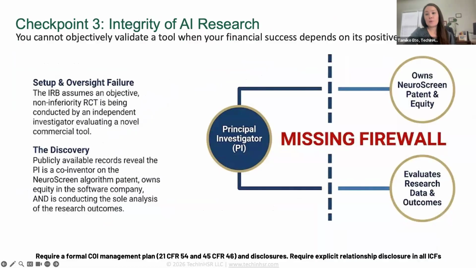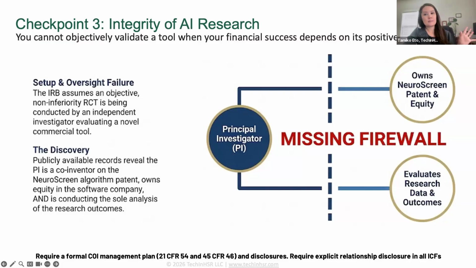And then checkpoint 3 still, this is one of the most consequential issues in the NeuroScreen submission, and it's the kind of thing that you would find when you do your homework outside of the four corners of a protocol document. The core principle here is that we cannot objectively validate a tool when your financial success depends on its performance success. That's not a judgment call. It's really just a structural problem that compromises the scientific validity of the entire study, right? FDA has requirements about it, NIH has requirements about it. In general, the Common Rule has requirements about it.